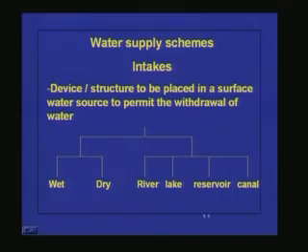Before we go and look at the pumping, we look at the intake structures, which are the first part of any water supply scheme. An intake is a device or structure to be placed in a surface water source to permit the withdrawal of water. Now, the intakes could be wet intakes or dry intakes depending upon whether the water is temporarily stored in that intake structure or not. Again, intakes could be river intakes, lake intakes, reservoir intakes, or canal intakes depending upon the source from which we are taking the water.